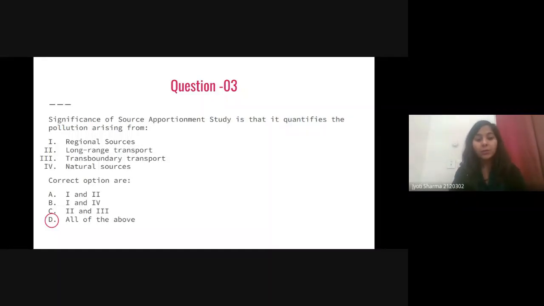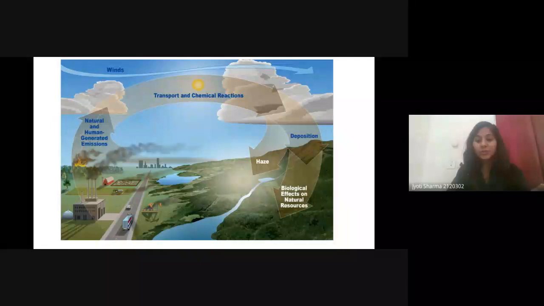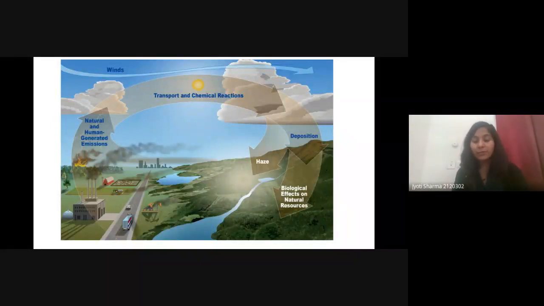Yes, Mohammed, you want to ask some question? Okay, anyway, so D should be the right answer. Here you can see that your pollution can transport from one position to another. So you have to consider such transportation of your pollutant whenever you are calculating the source apportionment.